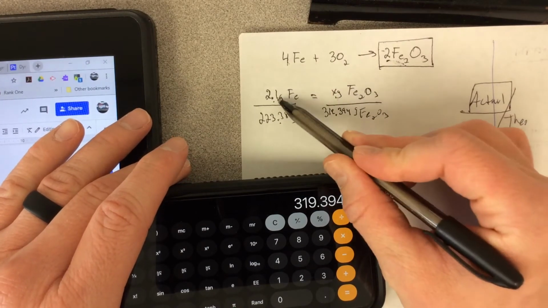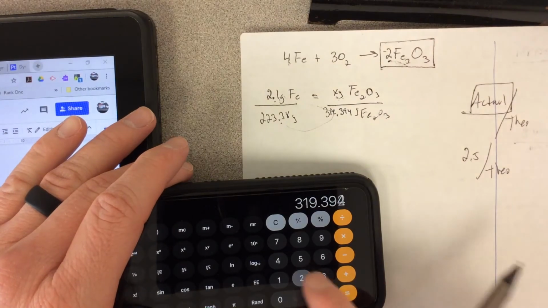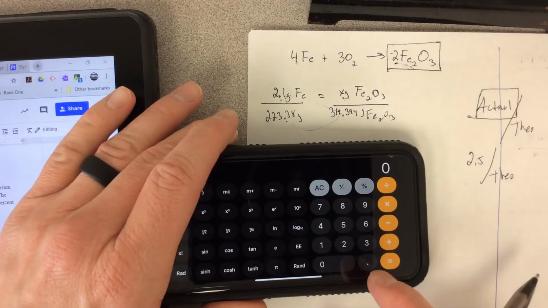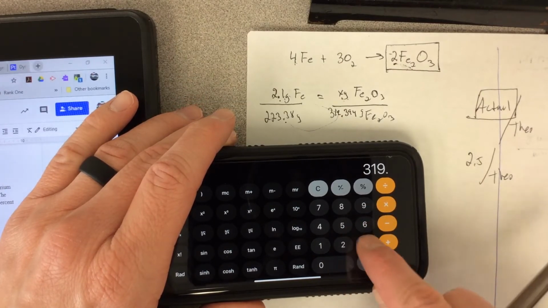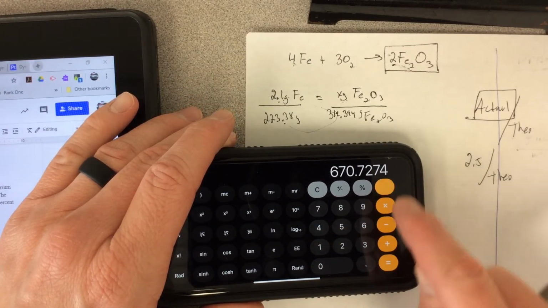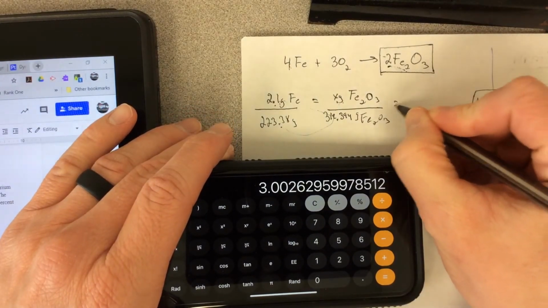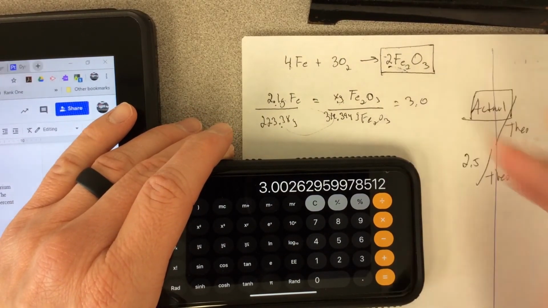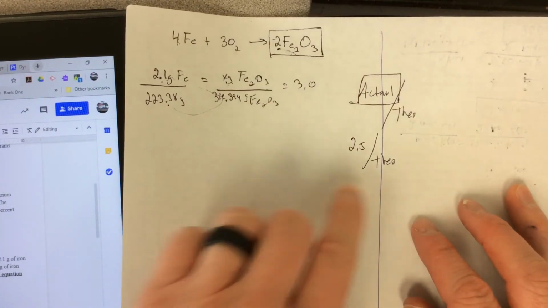I know the x is usually over here, but we can still do the same thing. We multiply across and then we divide. So 2.1 times 319.394. Divide that by 223.38 and we get a total of 3.0. So we go over here. In theory, that's how much should be made.